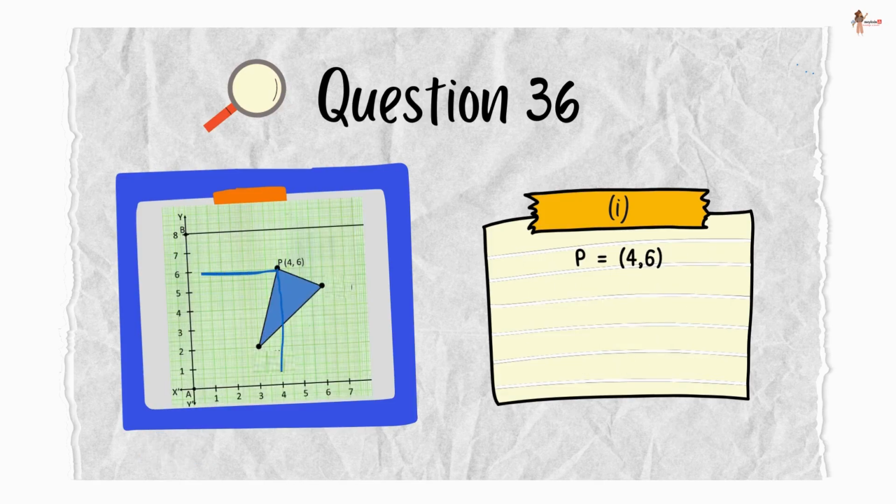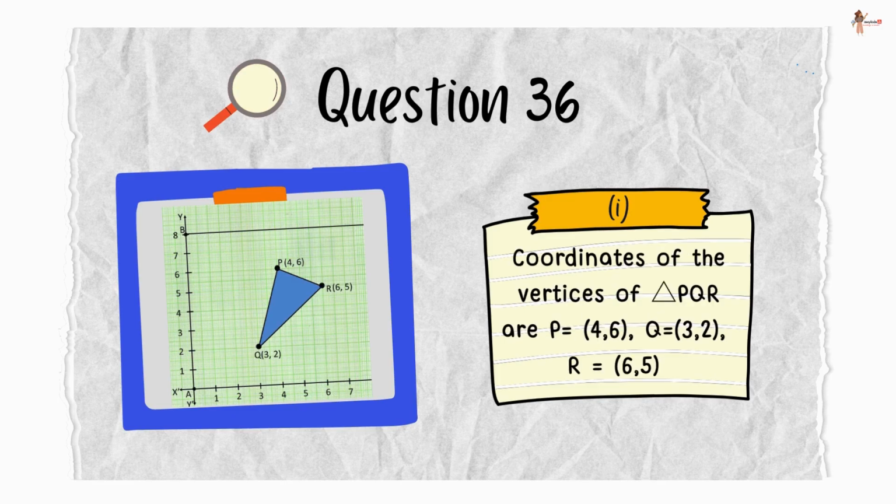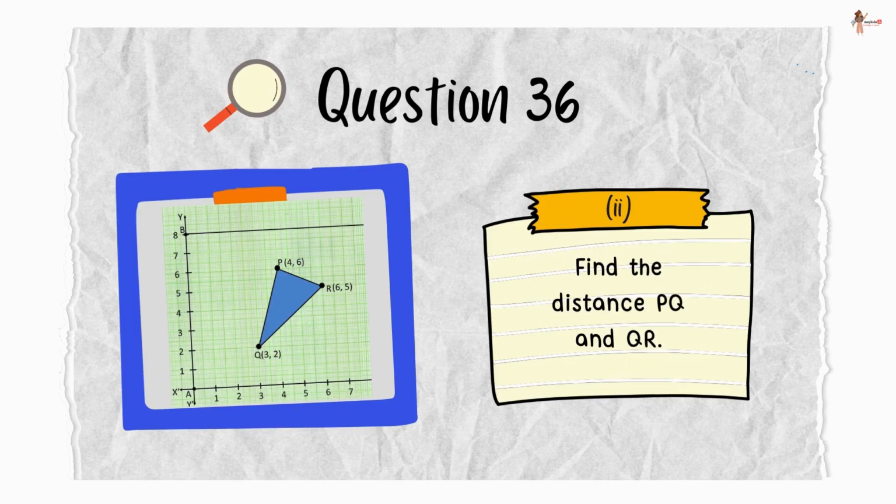Well, plotting it on the graph, you will see that P is (4, 6), Q would be (3, 2), and R is (6, 5). So the coordinates of the vertices of triangle PQR are P (4, 6), Q (3, 2), and R (6, 5). Next part is find the distance PQ and QR.